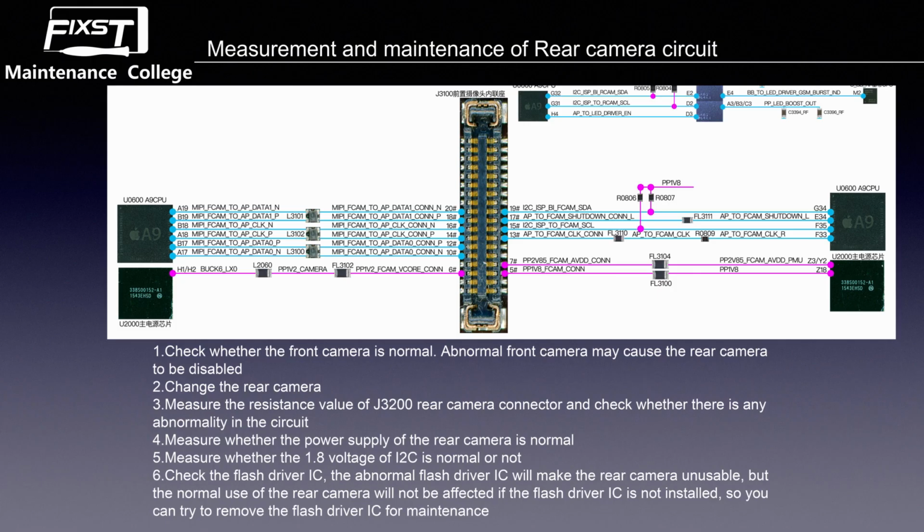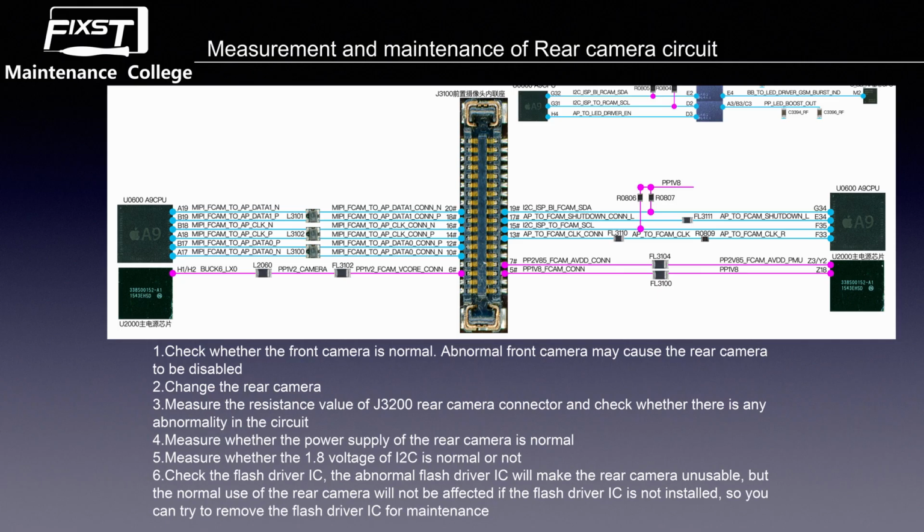When we meet a back camera problem, first we need to confirm whether the FaceTime camera, the front camera, is normal or not, because an abnormal FaceTime camera will also cause the back camera to not work. When both cameras do not work, first we need to repair the FaceTime camera, the front camera. And how to repair, you just follow the NAS package. If we confirm that only the back camera is not working, the next step is to change the back camera first. If after changing the back camera it still does not work, it means the problem is in the motherboard.